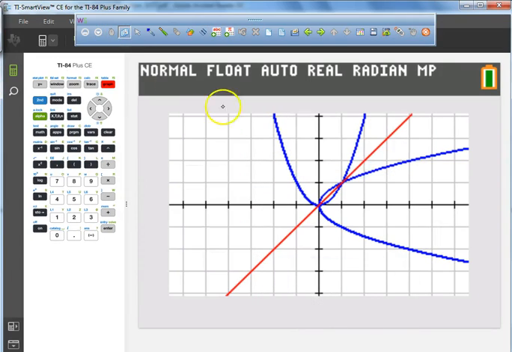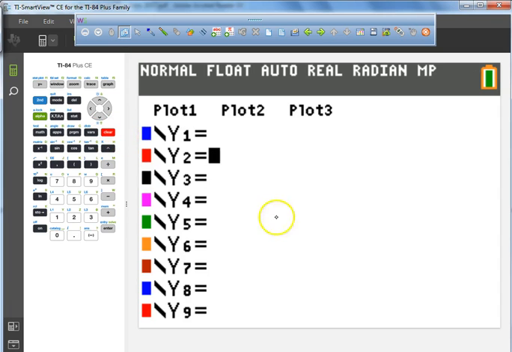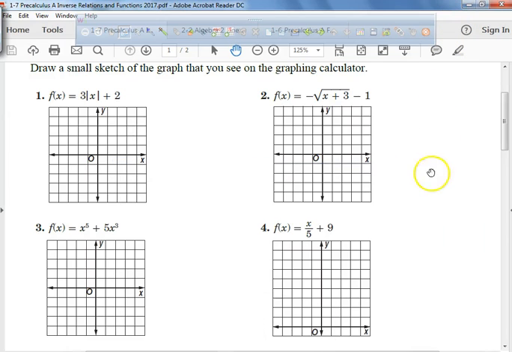So what I want us to do right now, I know that's a lot going on. I'm going to hit y equals, clear this out. And I want us to type in problem number 2. Just type in problem number 2 in your calculator. See how it works.